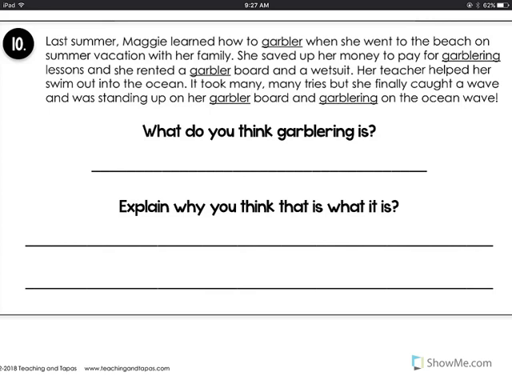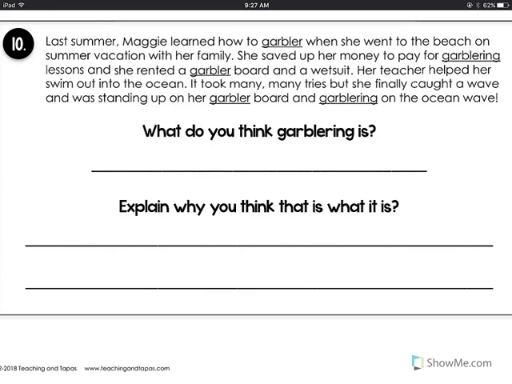So the paragraph says, last summer, Maggie learned how to garbler when she went to the beach on summer vacation with her family. She saved up her money to pay for garbling lessons, and she rented a garbler board and a wetsuit. Her teacher helped her swim out to the ocean. It took many, many tries, but she finally caught a wave and was standing up on her garbler board and garbling on the ocean wave.